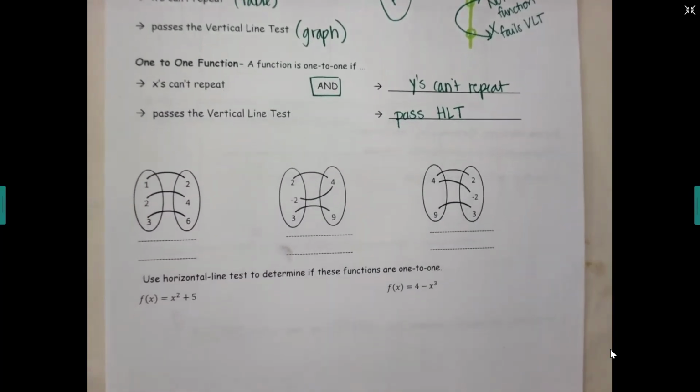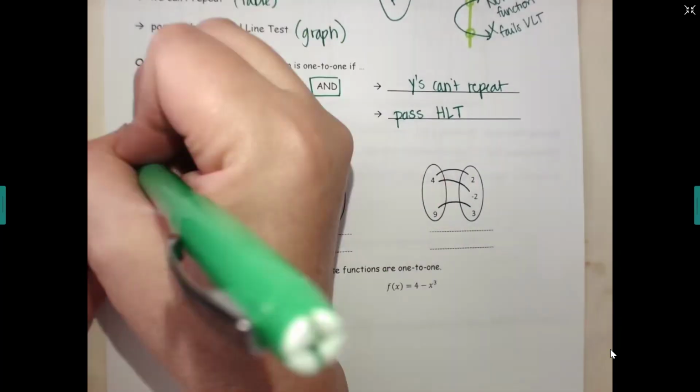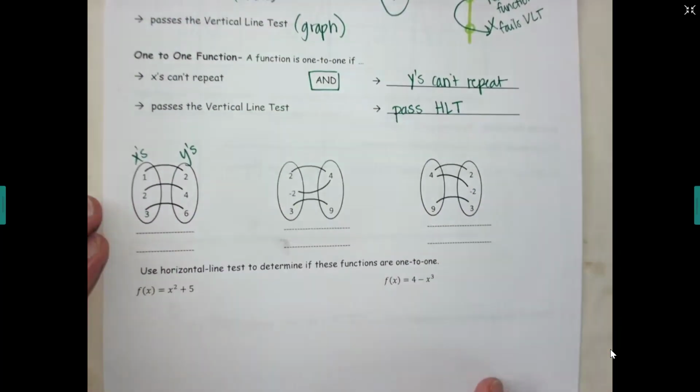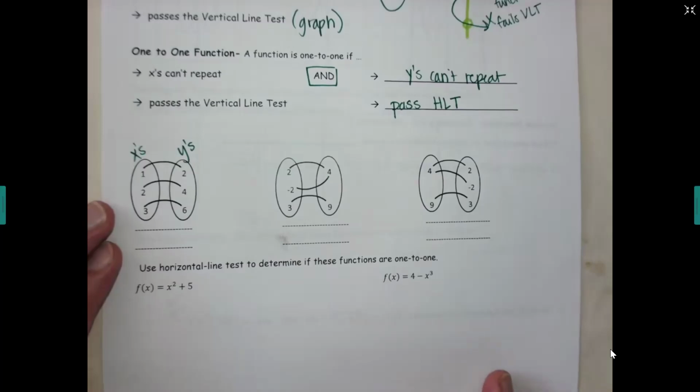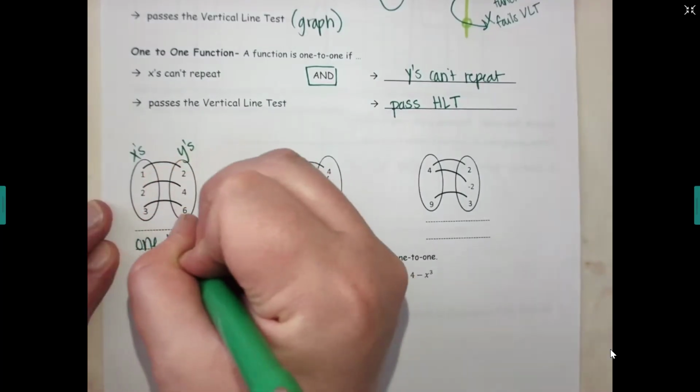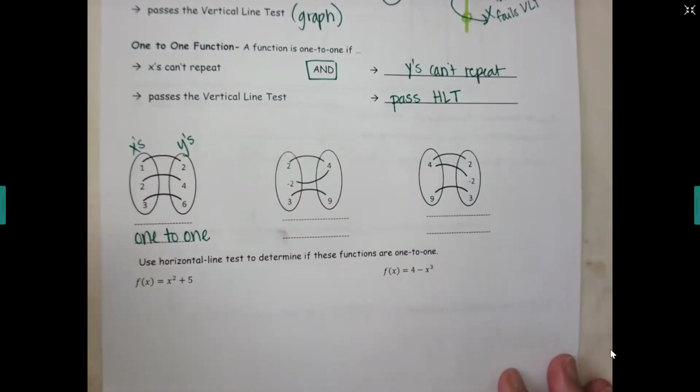The first one is from these little sets. Look at the first one. Do any of your x's repeat? Yes or no? These are the x's, these are the y's, in case you don't know how to read these. All the x's are different. All the y's are different. So this is one-to-one. What that means is none of your x's, none of your y's repeat.